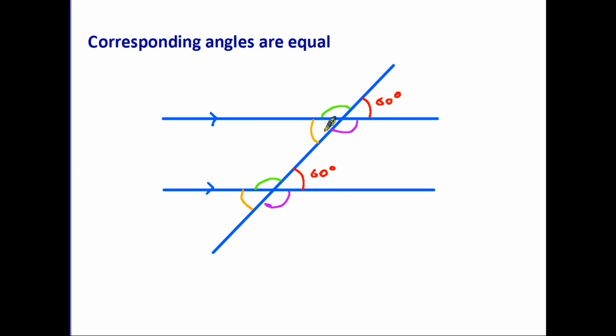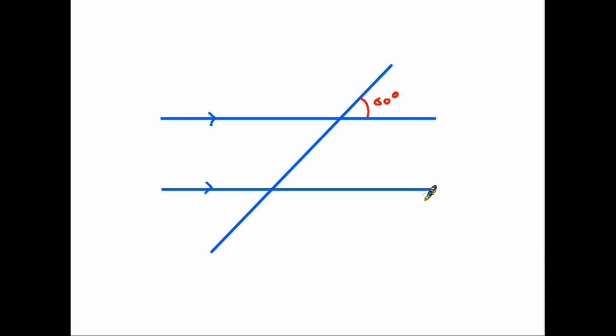So given the size of any of these angles in the top junction, we can use this rule to find the size of the corresponding angle down at the bottom here. To demonstrate our next rule, I'm going to start with the 60-degree angle again, and I'm going to use two different rules to find two more angles.